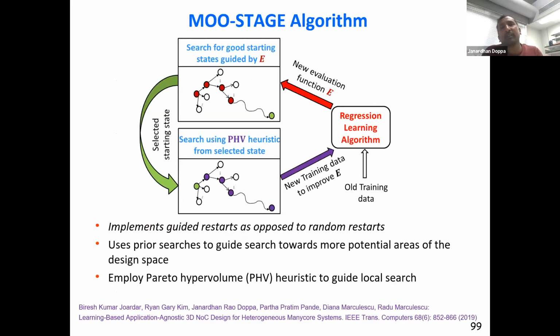Again, MOO-STAGE has a similar flavor as the STAGE algorithm, and the only difference is that in the previous case, we had a single function to evaluate a design. But now, for the performance of the local search, we would be evaluating using Pareto hypervolume, right? Which means that given any set of solutions, a Pareto set, I can measure how good that is. And our goal is to do local search from those starting states that would give very high quality Pareto set solutions. So it's pretty much the STAGE algorithm, but the key difference is that we are looking at a multi-objective optimization problem, and we need to adapt the algorithm accordingly.